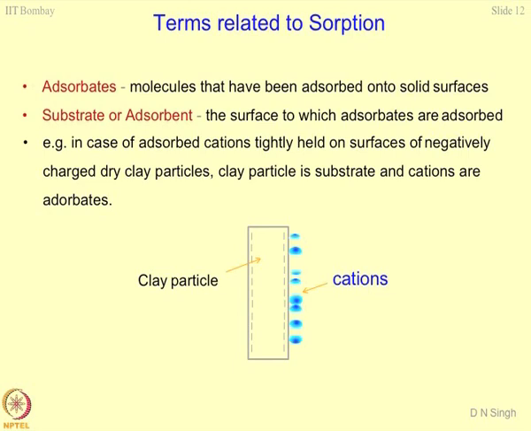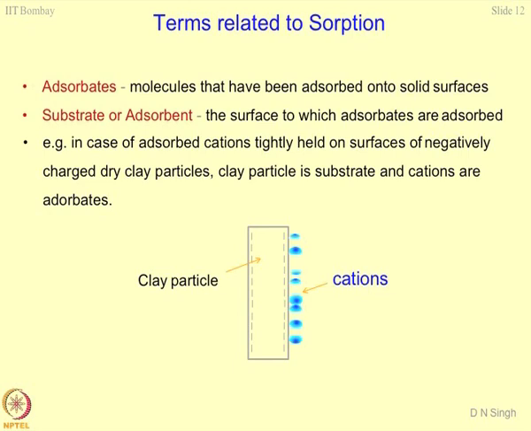Terms related to sorption are adsorbates, that is the molecules that have been adsorbed onto the solid surface, and substrates or adsorbent, the surface to which adsorbates are adsorbed. In case of adsorbed cations tightly held on the surfaces of negatively charged dry clay particle, the clay is the substrate and cations are adsorbates. I have missed, sorry, it should be adsorbates.